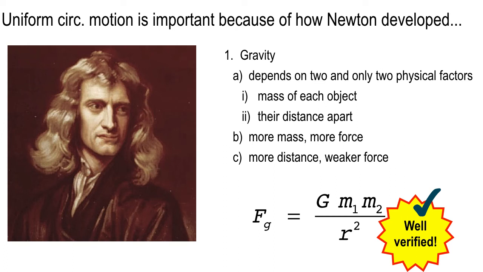It's been well verified. NASA uses the theory of relativity. The GPS system is undoable without the theory of relativity. But for getting to lob something from Earth to the moon, this force law is fine. To lob something from Earth to the moon and have it land on a dime, which we can now do, you need the relativity. But this one is very good. It's been very well verified.